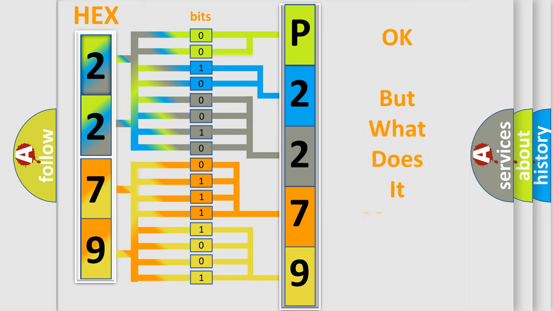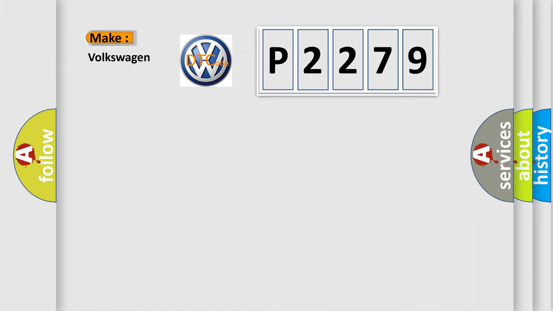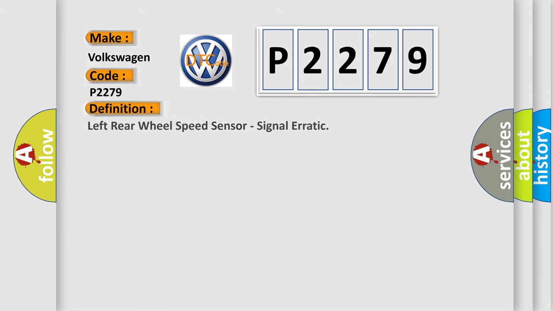The number itself does not make sense to us if we cannot assign information to what it actually expresses. So, what does the diagnostic trouble code P2279 specifically interpret for Volkswagen car manufacturers? The basic definition is: left rear wheel speed sensor, signal erratic.